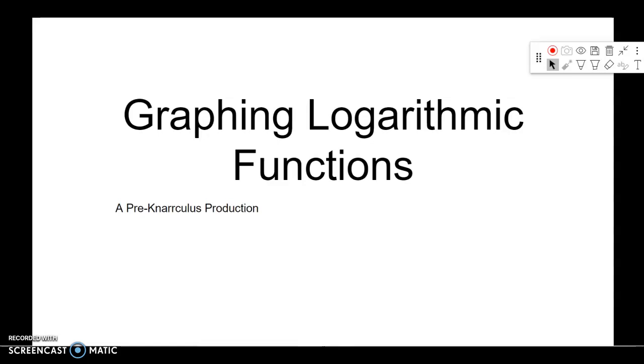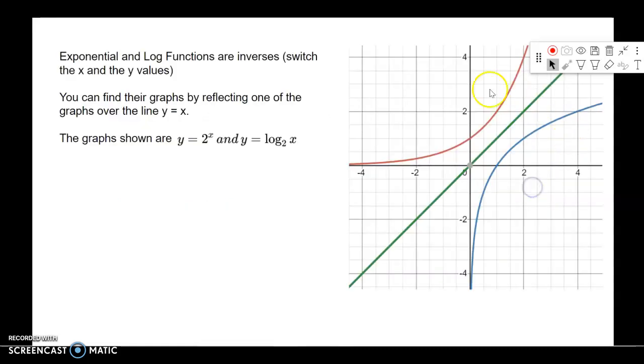Today, we're going to talk about how to graph logarithmic functions, an exciting event. So let's get started. What we've already talked about so far is how to graph an exponential function. We know how to graph the equation y equals 2 to the x.